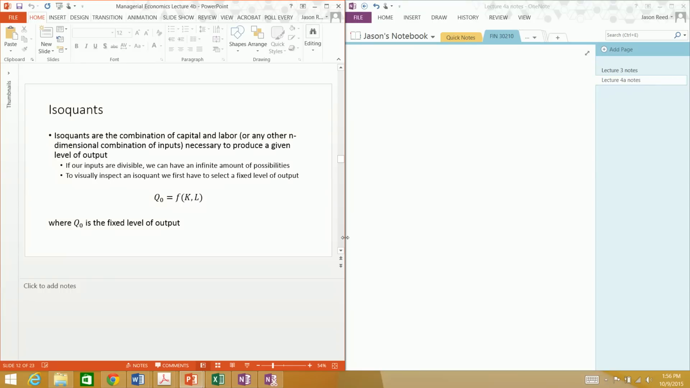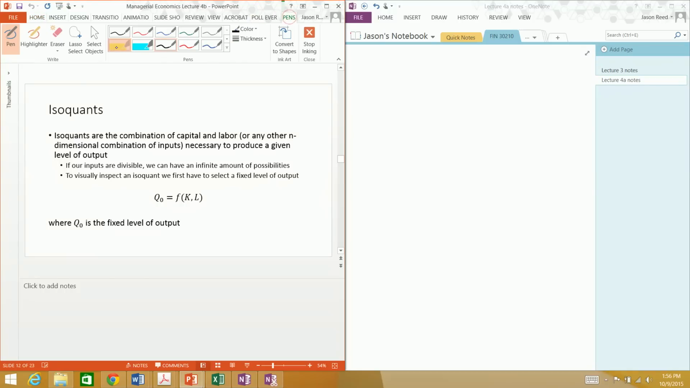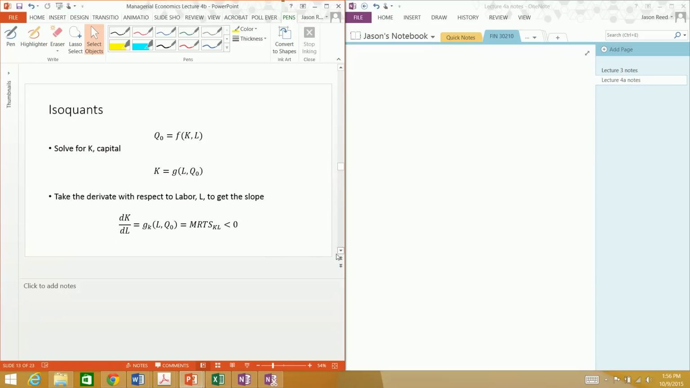We're now able to visually inspect what the substitution is. The very first thing that we need to understand is that within this, what we want is a fixed level of output. This is an important decision for us, and we're going to mark that in our production function as well. So how would we observe this isoquant? We start with creating a fixed level of output for ourselves.